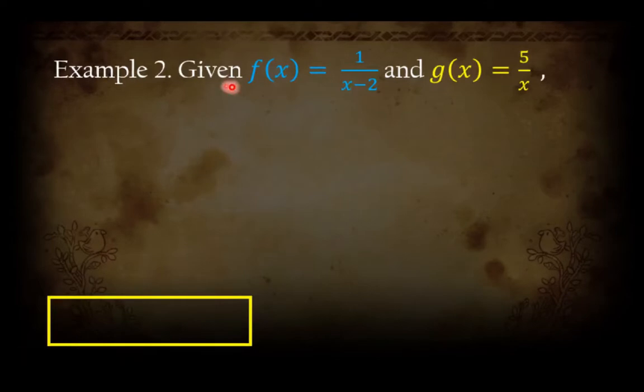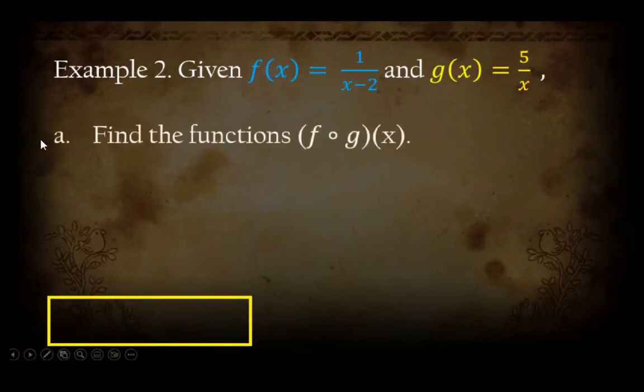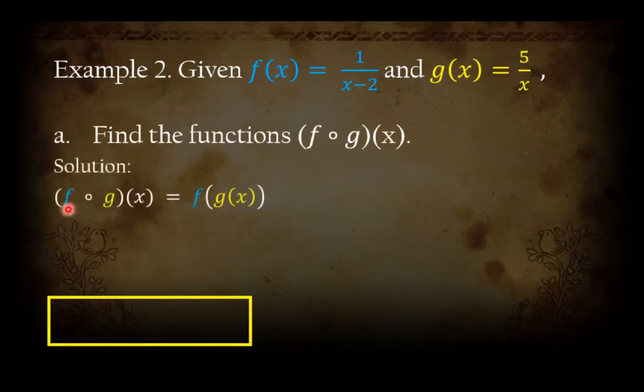Another example would be, given f of x equals 1 over x minus 2 and g of x equals 5 over x. So how can we do this? We are tasked to find the function f composed of g of x. So how can we do this? Meron tayong solution na this one. So it can be written as f of g of x. Parang di tayo malito. No? We all know that the g of x in here, in this particular example, is 5 over x. And f is 1 over x minus 2.